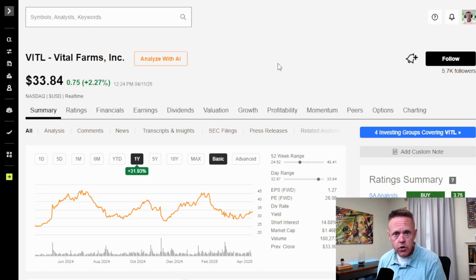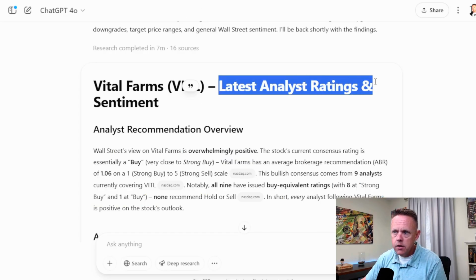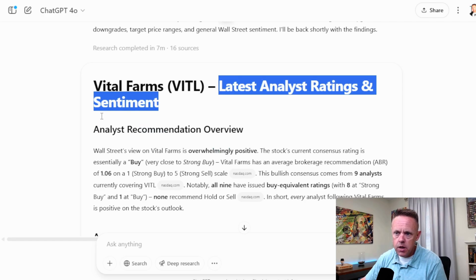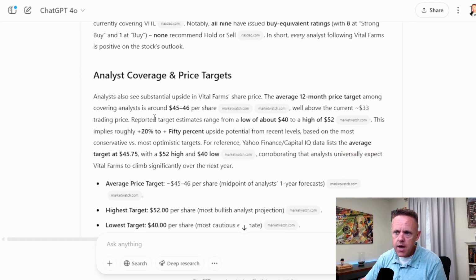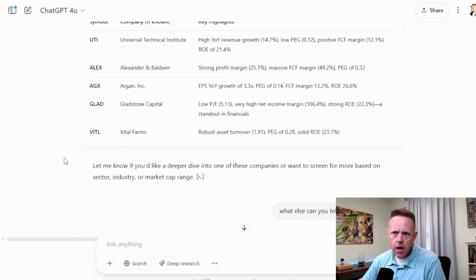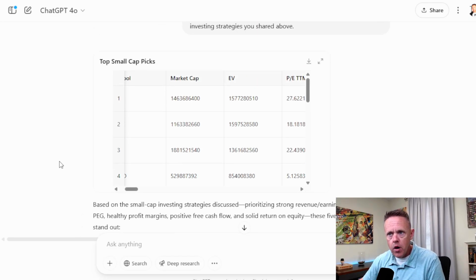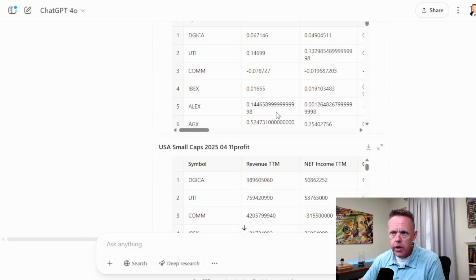So when you're looking at these stocks and you're getting this information, ChatGPT in particular can go out, like I just showed you, and get all these analyst picks, so to speak, and they did a really good job, and they put it together, latest analyst ratings and sentiment, but at the end of the day, these are just opinions.